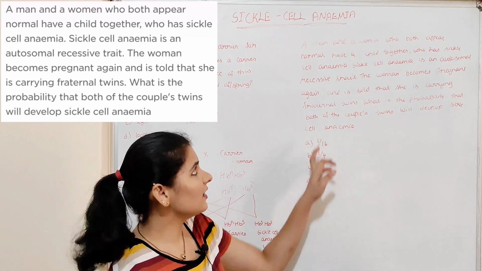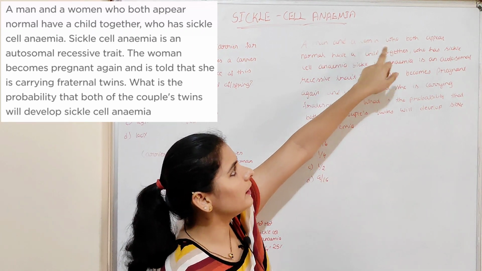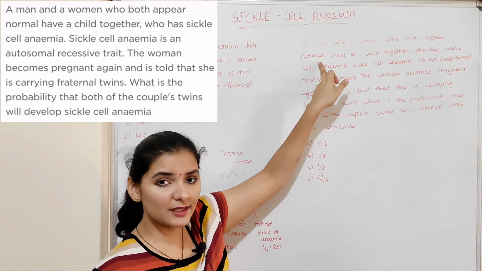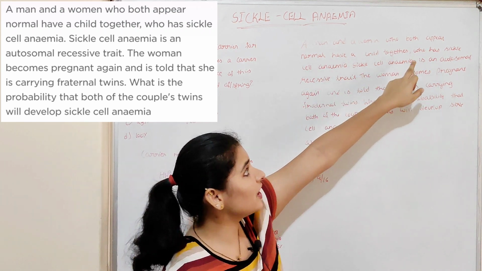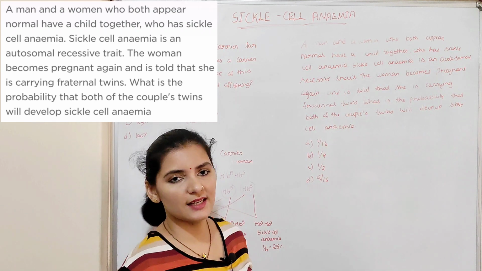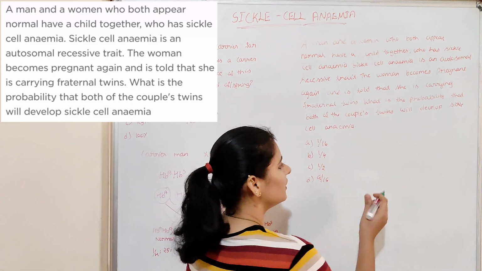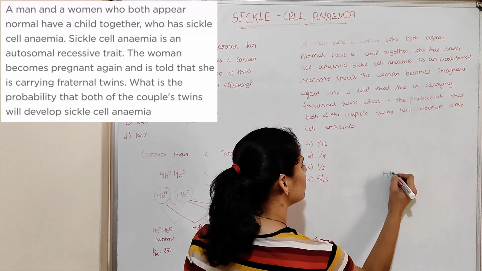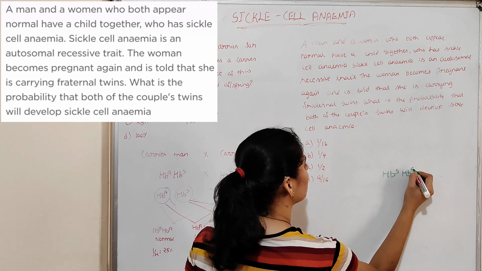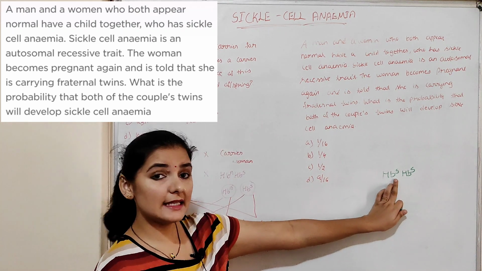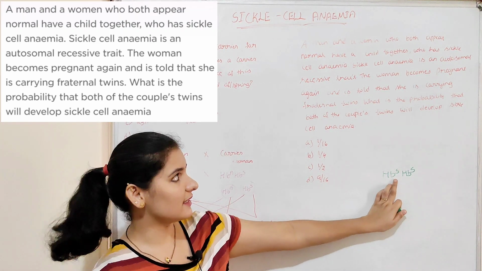So here the question is, both the man and woman appear normal, so phenotypically they are normal. But the first child produced by them has sickle cell anemia. Sickle cell anemia means the genotype HbS HbS. So both the homologous chromosomes carry this abnormal gene, or the gene for sickle cell anemia.